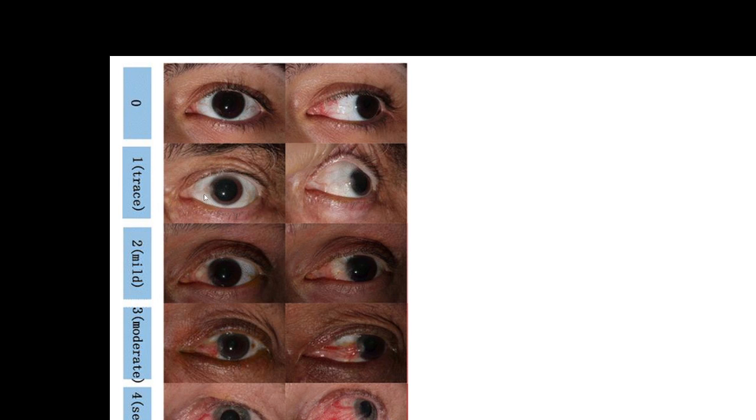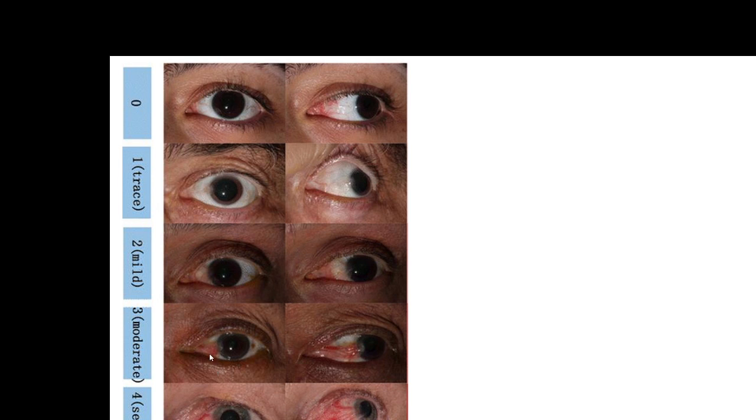The stage 0, of course, is normal. The stage 1 is when you just see these very thin layers, and you will be able to see that only when the eye is rotated to the medial side. And stage 2 is where you can see the mass, but the vessels are still visible, episcleral vessels are visible.